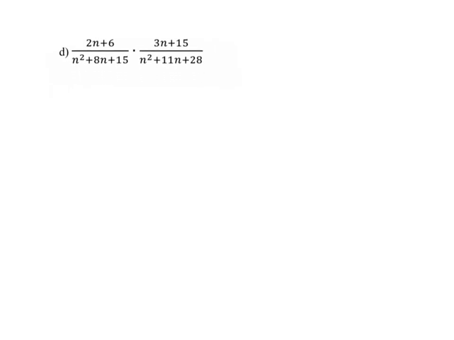All right, last one. This is already a multiplication problem, so we're going to start with factoring. The top on the left, we can factor out a greatest common factor of 2. We are left with n plus 3. The bottom, we get n and n. Things that multiply to 15 and combine to 8 is going to be 5 and 3. Since we are multiplying to a positive 15, this tells me same signs, and they are both positive. So we get plus 5 and plus 3.